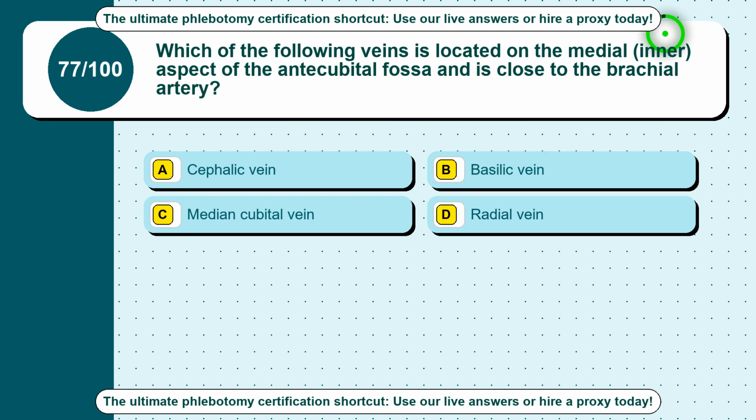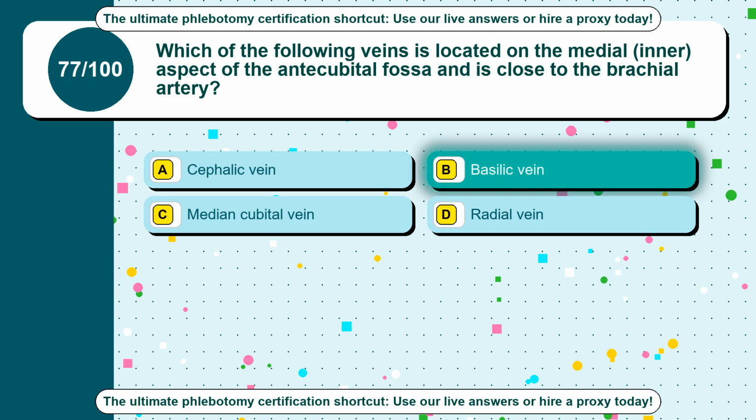Question 77. Which of the following veins is located on the medial, inner, aspect of the antecubital fossa and is close to the brachial artery? Option A, cephalic vein. Option B, basilic vein. Option C, median cubital vein. Option D, radial vein. The correct answer is option B, basilic vein.